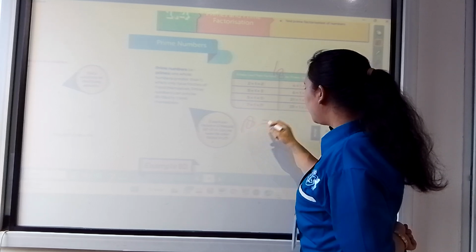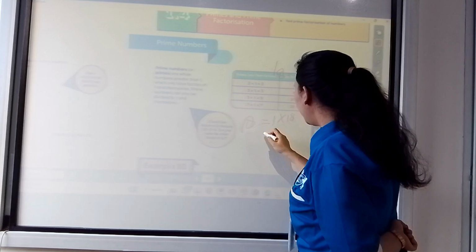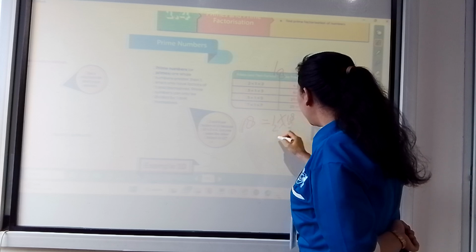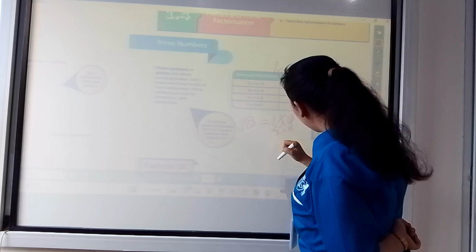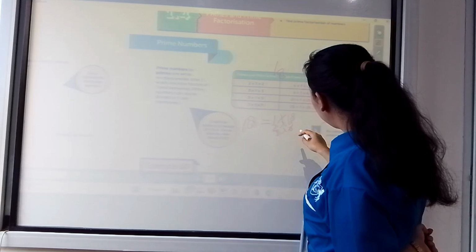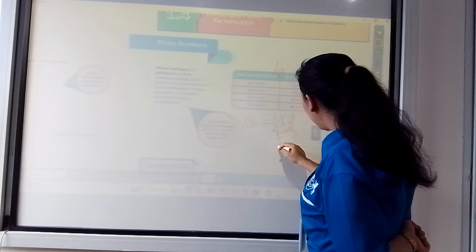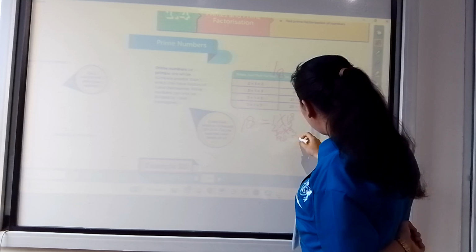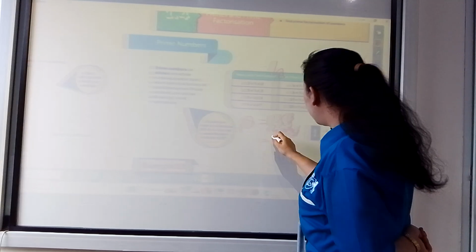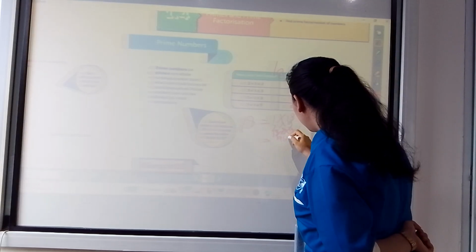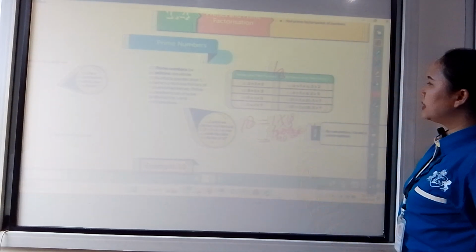So for 18, we divide it: 1 times 18, 2 times 9, 3 times 6, and then 6 times 3, and 18 times 1. So the factors of 18 are 1, 2, 3, 6, 9, and 18.